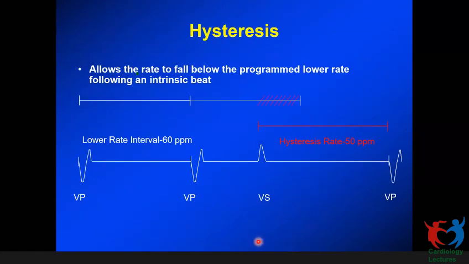And the other single chamber timing cycle is what is called hysteresis. So what it means is that it has two timing cycles running. One is the lower rate interval, which every time the pacemaker paces, it starts the lower rate clock, in this case 1000 millisecond, based on our low rate of 60 beats per minute.